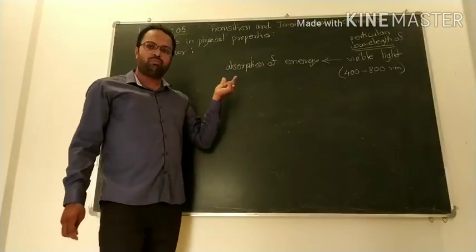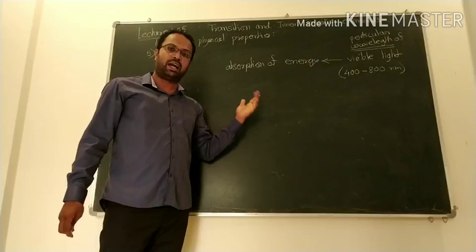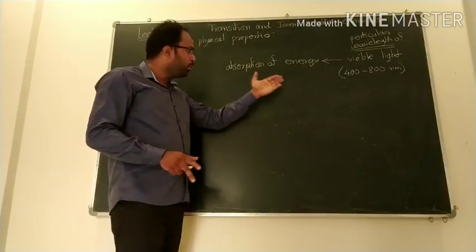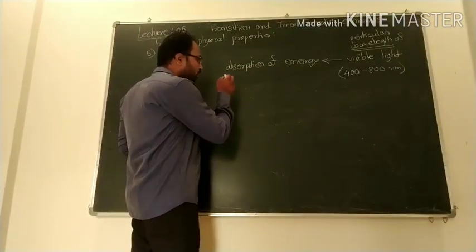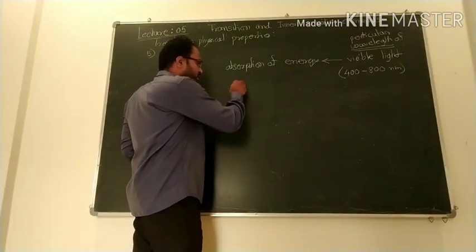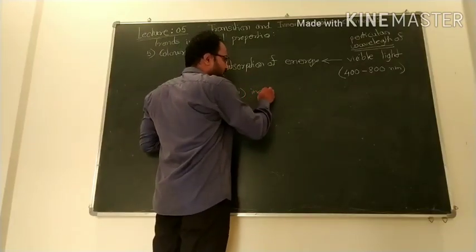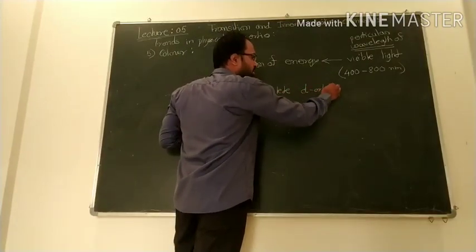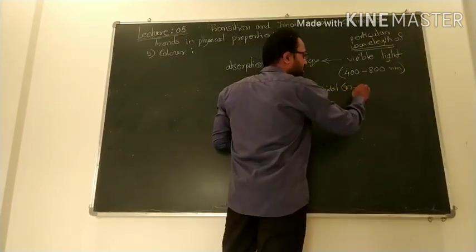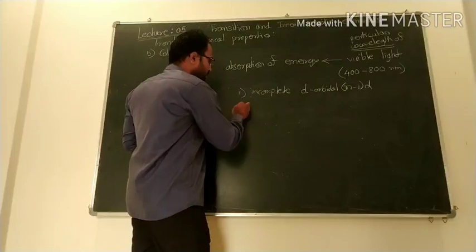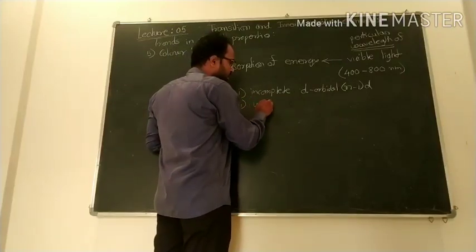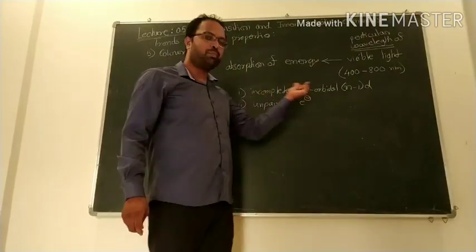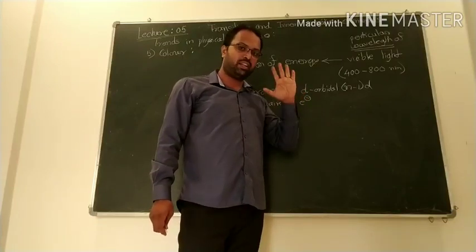So compounds of transition elements are in colored form in their solution or solid, that doesn't matter. But the color depends upon two factors. First is incomplete d orbitals. D orbitals means n-1 d orbital, the last orbital. And the second is unpaired electrons.